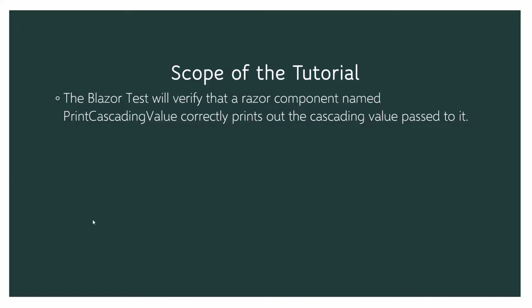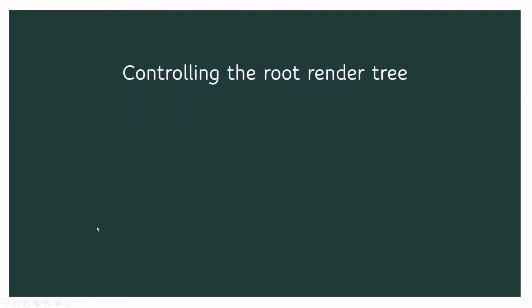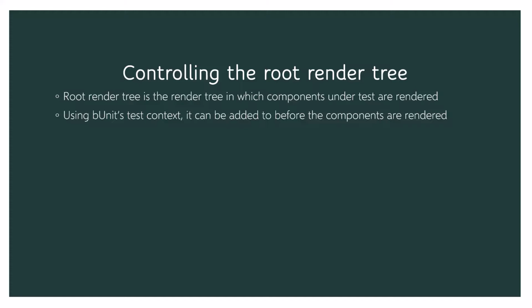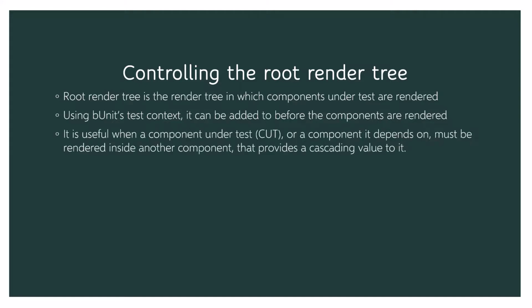Before actually carrying out the test, there is a bit of theory on how to control the root render tree. The root render tree is the render tree in which the components under test are rendered. Using bUnit's test context, it can be added to before the components are rendered in code.